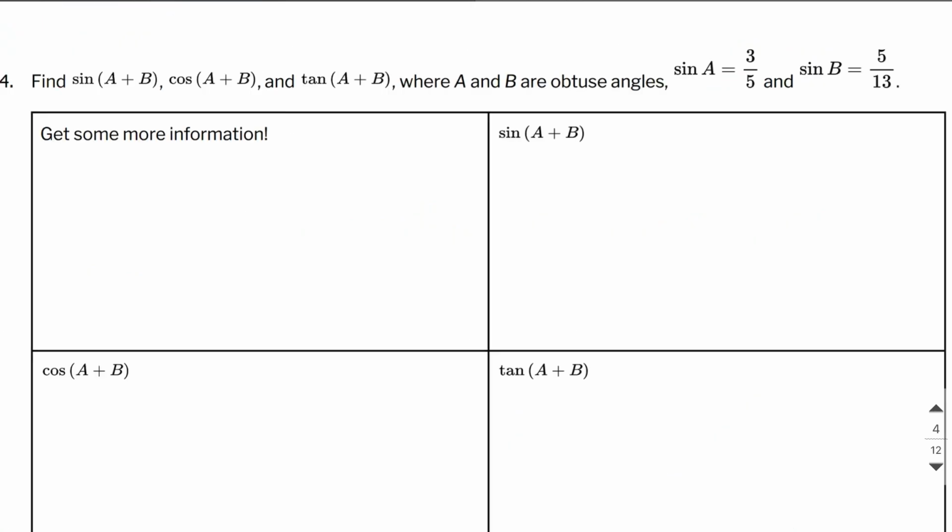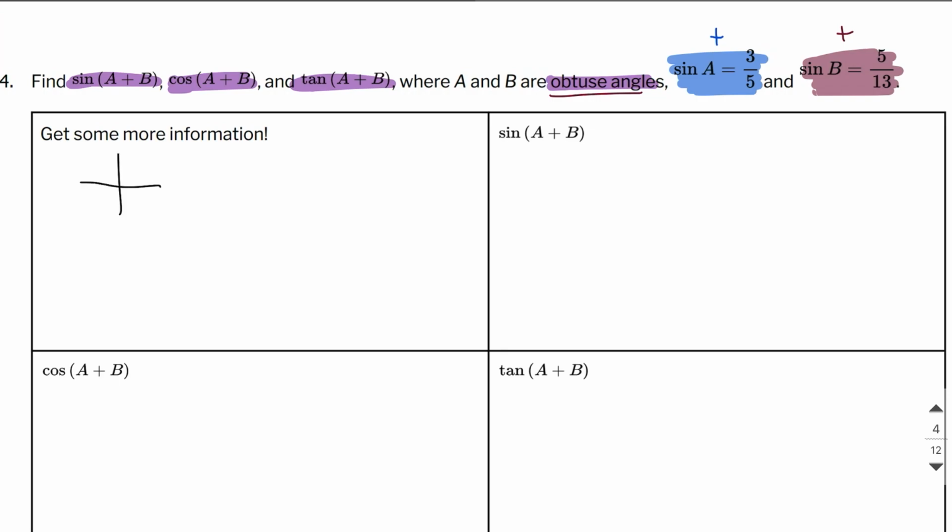All right, our last example is asking us to find sine of a plus b, cosine of a plus b, and tangent of a plus b, where a and b are obtuse angles. This is going to be important to us. We are also told that the sine of a is 3/5 and that the sine of b is 5/13. So notice how sine is positive in both of these ratios. So we've got a positive sign here and a positive sign here. However, if you notice, the angles have to be obtuse. So in our first box, it says here, let's get some more information.